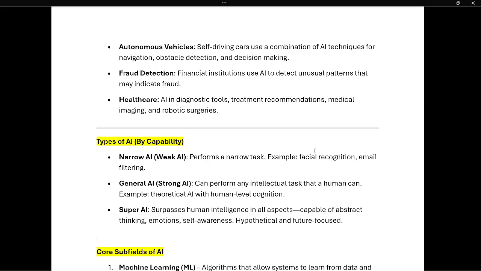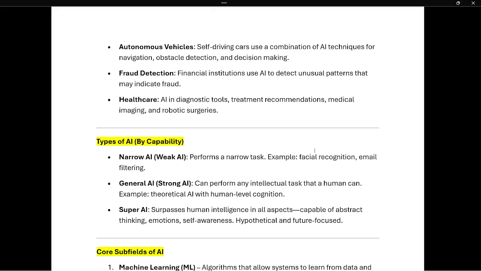Now the third one is the super AI. Super AI surpasses human intelligence also. So it believes that it is more intelligent than humans. Okay. So that is called super AI, capable of abstract thinking, emotion, self-awareness, hypothetical and future-focused. Okay. So it can think about the future also. So that is called super AI. So by capabilities, we have three types of AI, narrow AI, general AI and super AI.